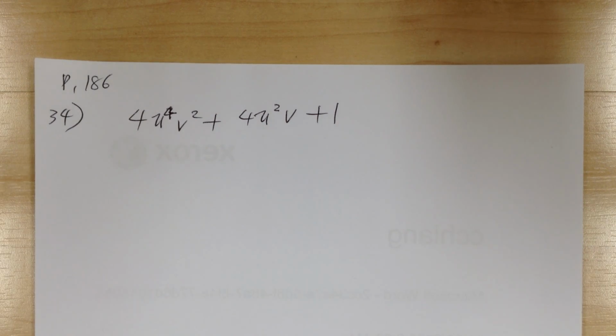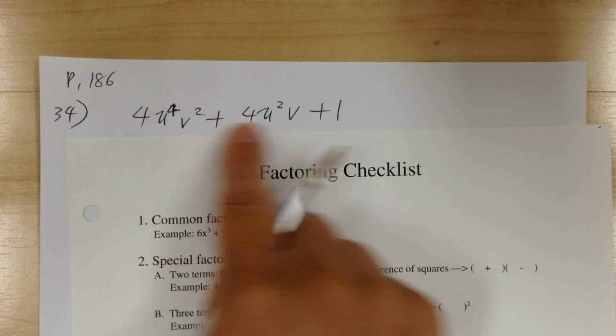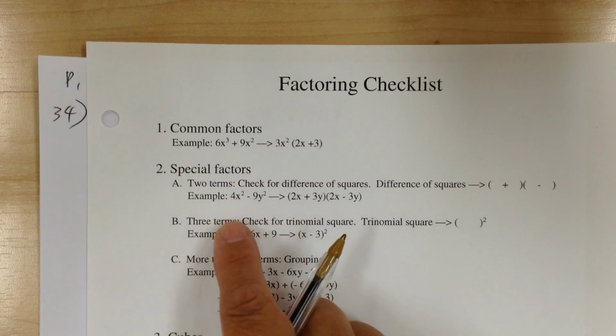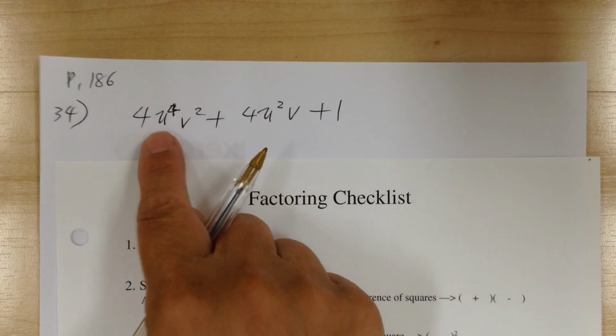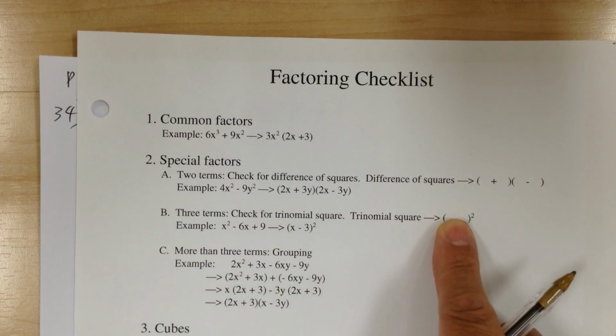Okay, so again, let's go through the checklist. So step 1, common factor. That's nothing in common to factor out. Then you go to step 2. So 2 terms, 3 terms, more than 3 terms. So this is 3 terms, 1, 2, 3. So 3 terms, check for the perfect square, the trinomial square.